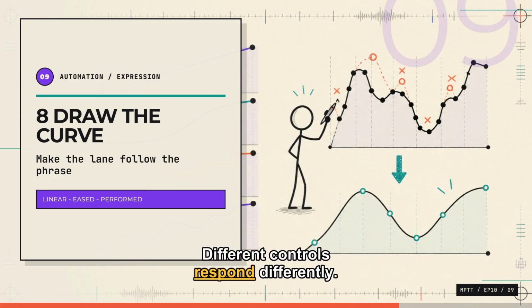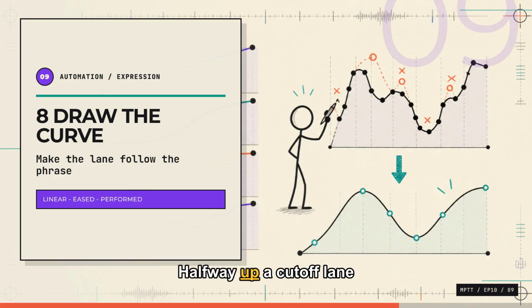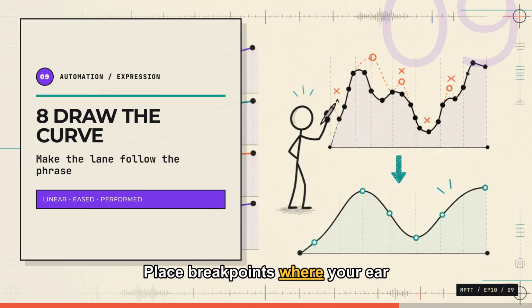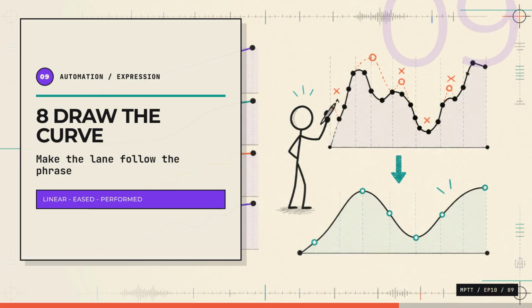Different controls respond differently. Halfway up a cutoff lane may not sound halfway bright. Halfway up a reverb send may already feel distant. Place breakpoints where your ear hears a structural moment. Keep the curve simple enough to edit.